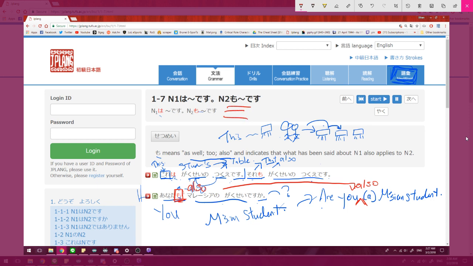So remember, things we've learned. Wa particle, which is for noun sentences. We've learned desu, which is to end noun sentences. We have dewa arimasen, which is the negative of a noun sentence, right? We have the no particle, possessive. And then now we have the mo particle, which means also.